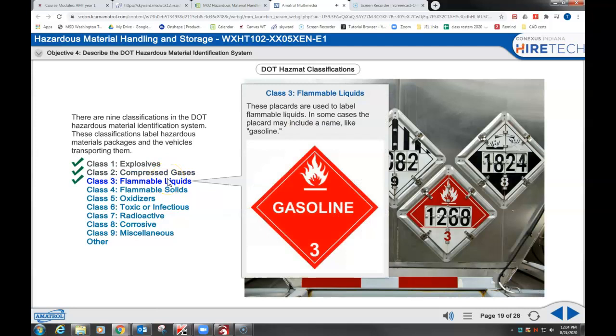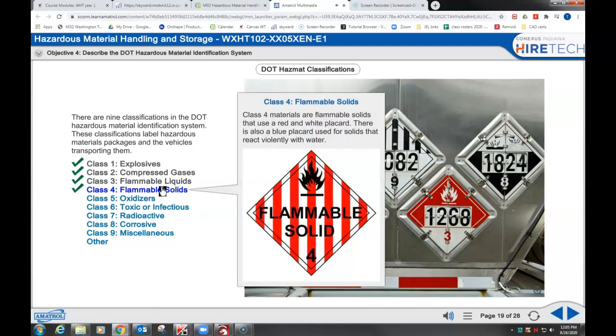These placards are used to label flammable liquids. In some cases, the placard may include a name like gasoline. Class 4 materials are flammable solids that use a red and white placard. There is also a blue placard used for solids that react violently with water.